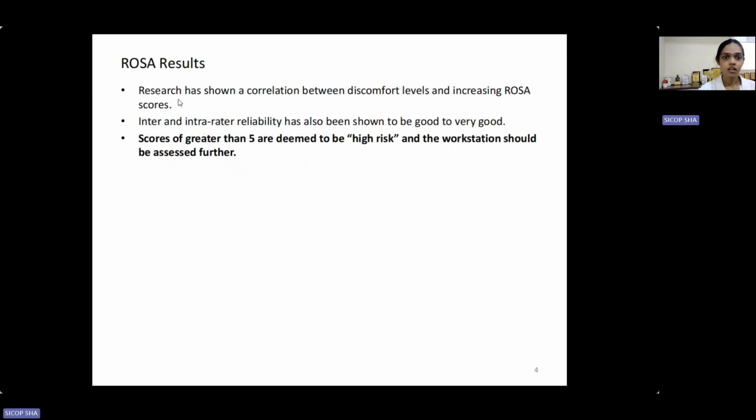ROSA results. Research has shown a correlation between discomfort levels and increasing ROSA scores. Inter and intra reliability of this assessment score is from good to very good. Scores of greater than 5 are deemed to be high risk and the workstation needs to be assessed further.